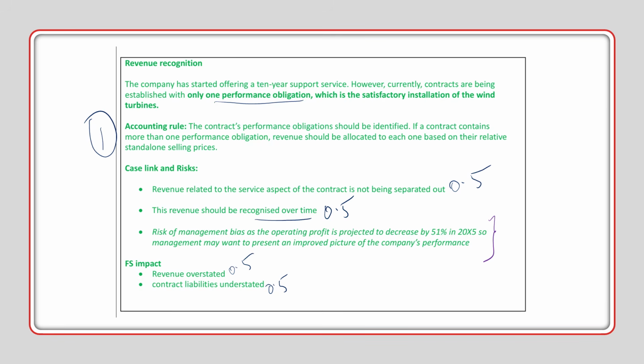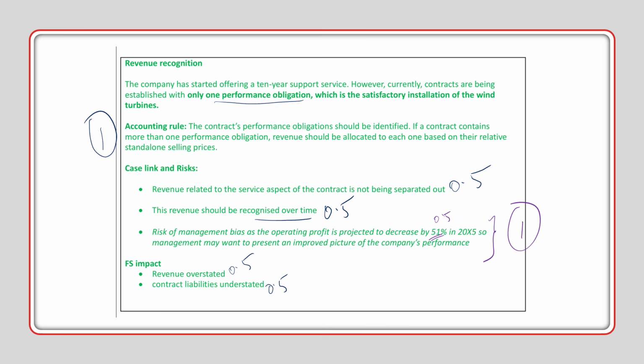So going forward, wherever I see a valid reason for management bias, I am going to get one professional skill mark for talking about this. My concern is that because operating profit is expected to decrease by 51%, this early recognition of revenue has been done because of management bias, because they want to present an improved picture of this listed company. So I haven't said, oh, there's management bias because this is listed. I've given a valid reason for this.